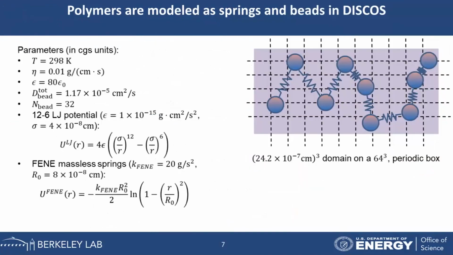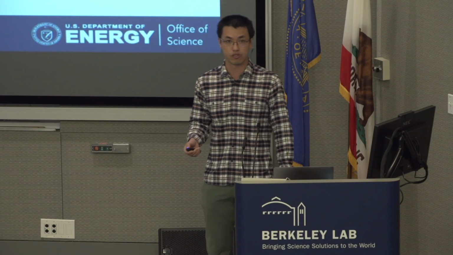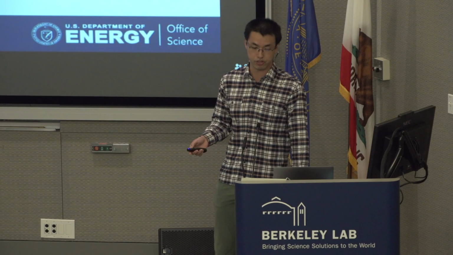So to test this model, we set up a simplified case where polymers are modeled as springs and beads. We simulate a single-chain 32-bead polymer in water. For now, we just ignore electrostatics, so the particles only interact via the 12-6 Lennard-Jones potential and the FENE springs. We also set the box length to be around 60 times the average spring length, so that we reduce the polymer interaction through the periodic images.